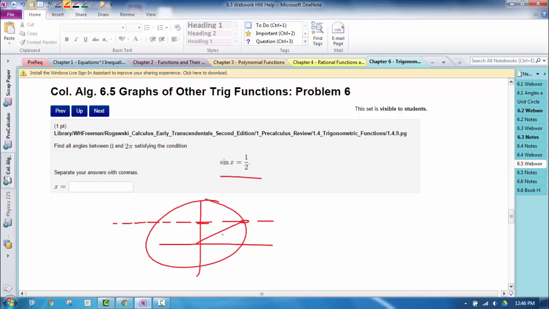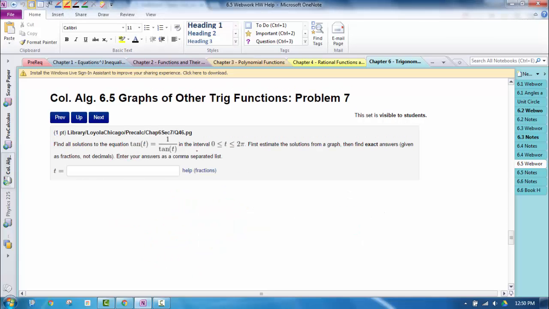Well, we know that the first answer is at 30 degrees or pi over 6. But it also equals 1/2 again over here at 180 minus 30, or 150 degrees, which is 5 pi over 6. We want just those two answers because we're just looking for the angles between 0 and 2 pi. Now obviously I could keep rotating around, so the sine equals 1/2 here at this angle, then once again at this angle, and then once again at this angle, and then once again at this angle. There's an infinite number of solutions if I keep rotating around the circle, but we just want the ones between 0 and 2 pi, so we're just looking for these two separated by a comma.